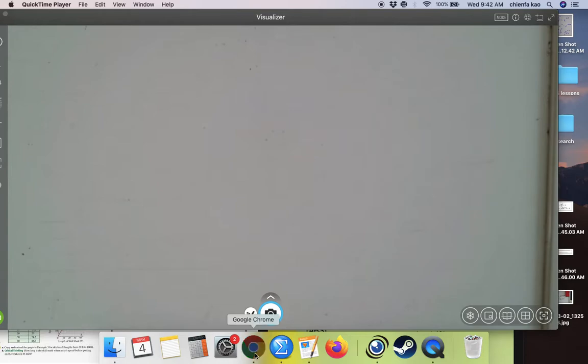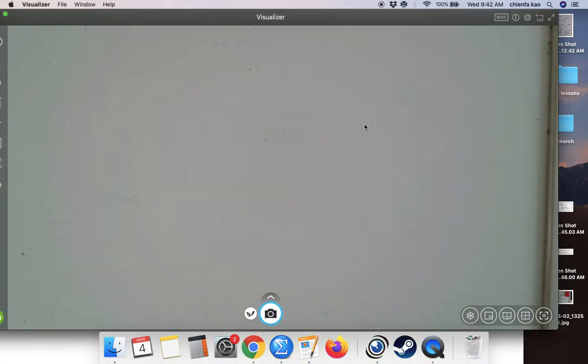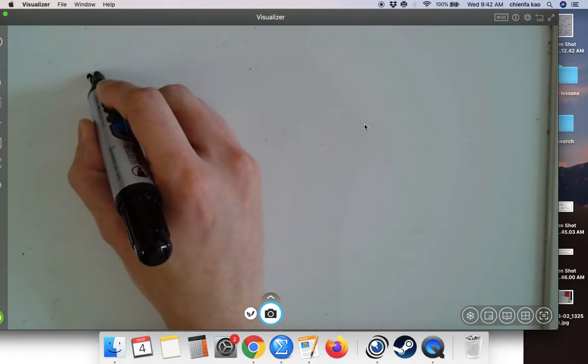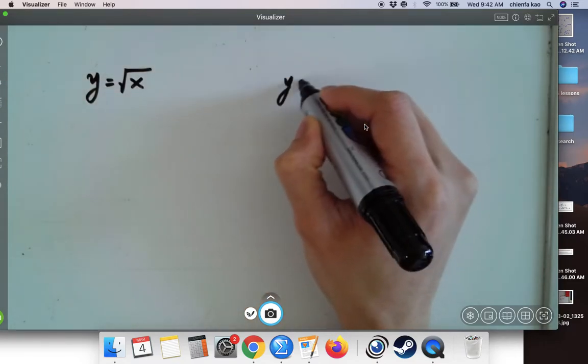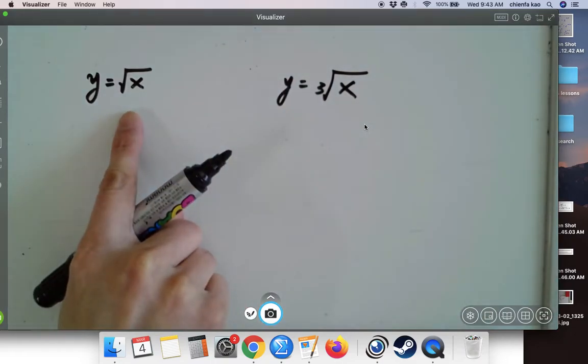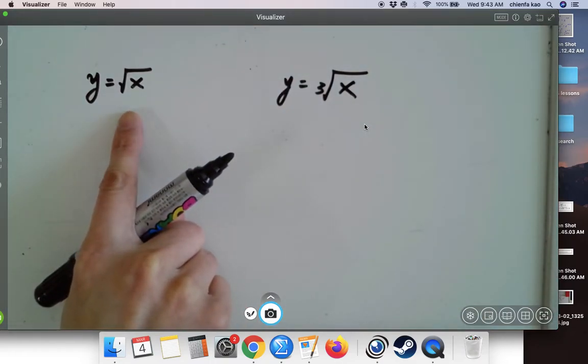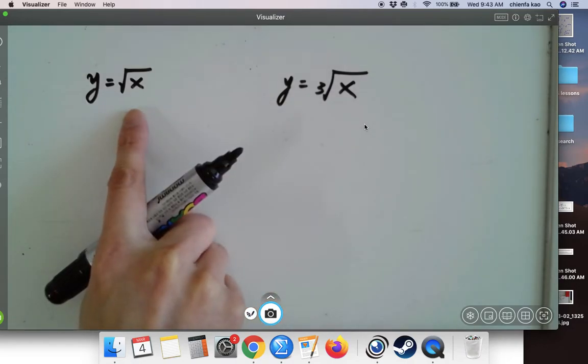Let me turn this off. All right, so please, everyone, graph these two functions. Consider a bunch of points. This is the cubic root. Consider a bunch of points. Don't just do 2 points and then start graphing. Don't do that, dude. At this point, don't do that.